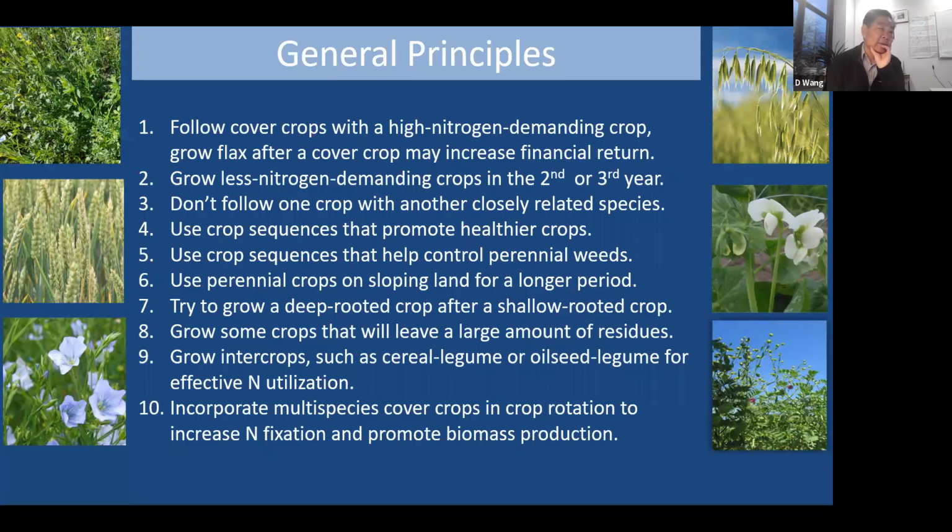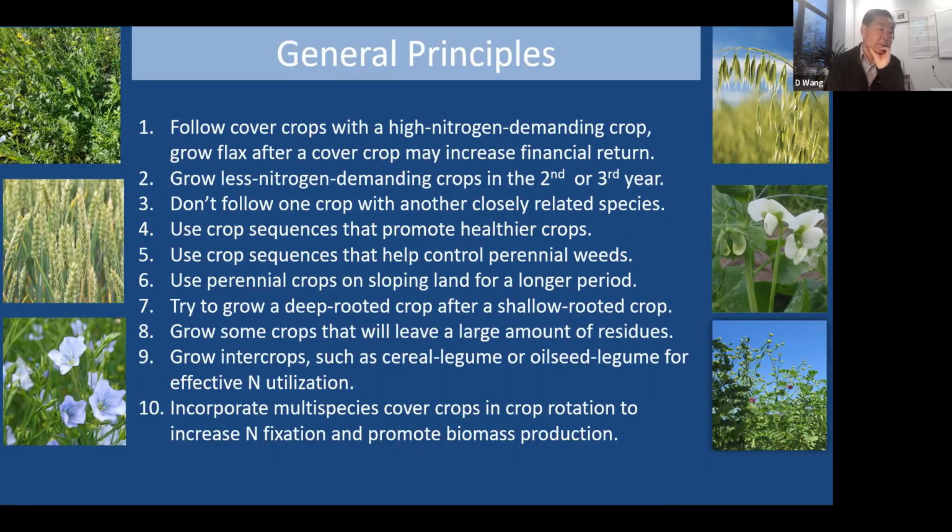And the second is growing less nitrogen demanding crops in the second and third year. Number 3 is don't follow one crop with another closely related species, because they might attract the same kind of disease or insects. Number 4, use crop sequences that promote a healthier crop to follow. And number 5, use crop sequences that would help control perennial weeds. We will discuss this in detail when we come to the examples.